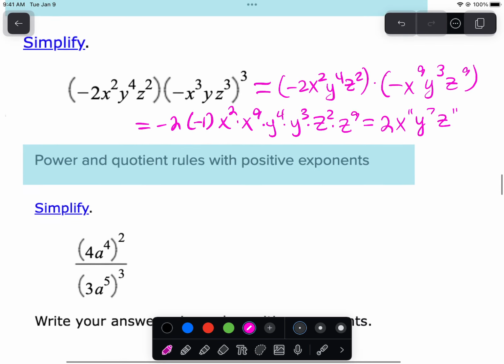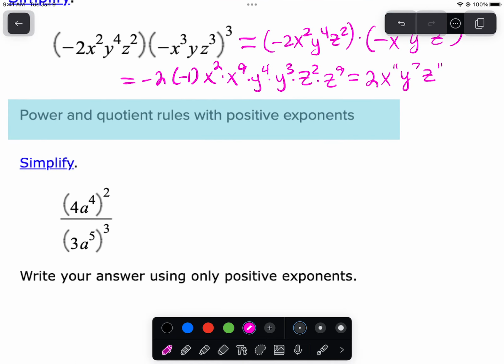Okay. Let's take a look at one more fractional one. For the fractional ones, we're going to square everything on the inside for the top. We're going to cube everything on the inside for the bottom. Let's do those things individually because it's kind of like that PEMDAS thing. We're stuck inside that parenthesis first before we can go further. So let's do that. Okay. We're going to get 16 a to the 8th over 27 a to the 15th.